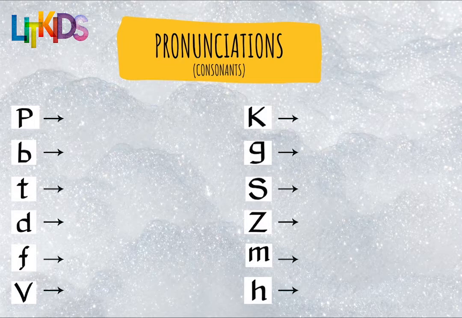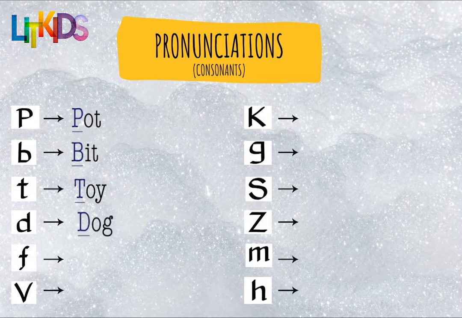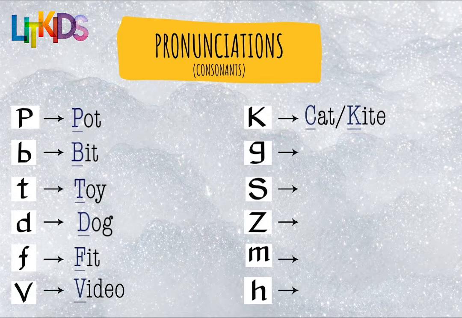Moving on to consonants, we have the P sound, which is pot. We have the B sound in bit. The T sound, as in toy. We have the D sound, as in dog. We have the F sound, as in fit. We have the V sound, as in video and veterinarian. We have the K sound that you find sometimes with a C, as in cat, and sometimes with a K, as in kite, like we see over there.